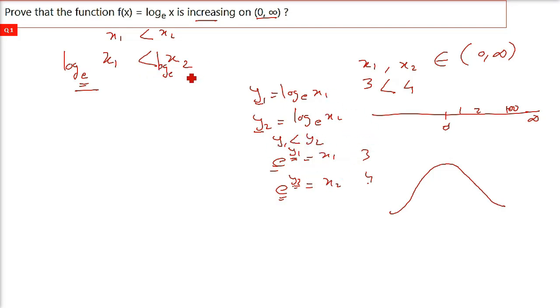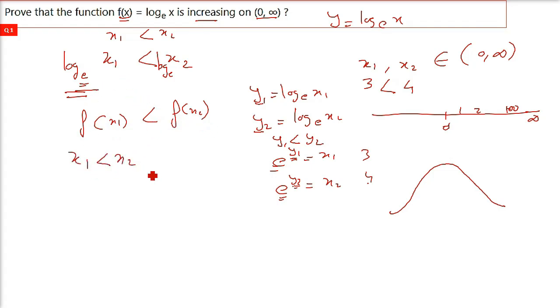So I'm just saying log x1 is less than log x2, and log x1 is what? See, f(x) is log x, so f(x1) will be log x1. So log x1 is f(x1) only, this is the function, and log x2 is f(x2). That is the value of the function at x1 and x2 which we took as random values between 0 and infinity. Because it is natural log, x1 less than x2 implies that the function, that is f(x1), is also less than f(x2).